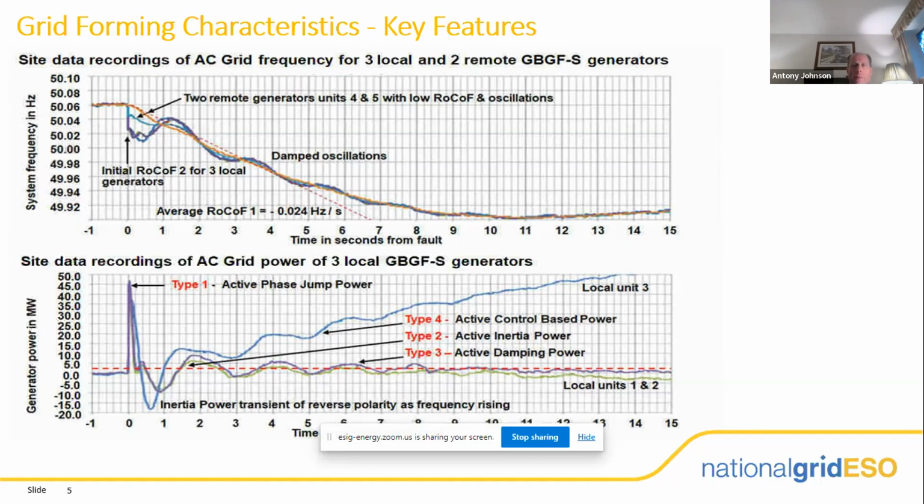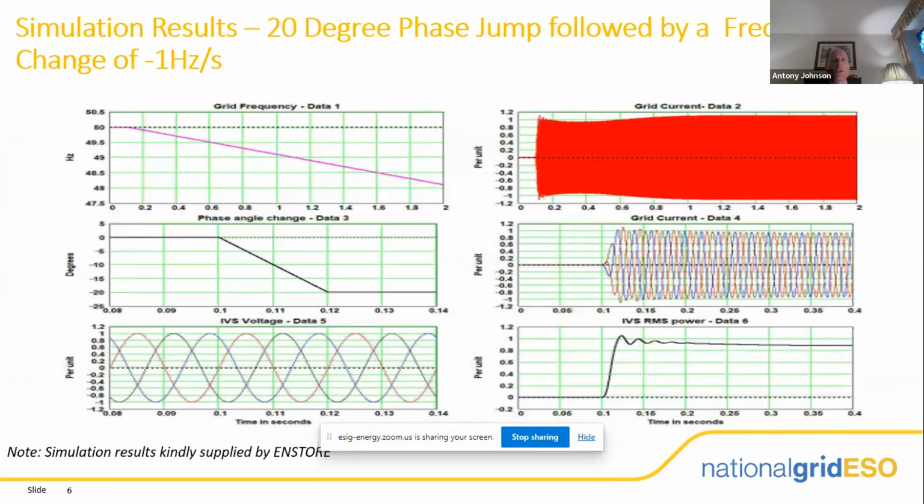That would be the normal capability you get from a synchronous generator under a faulted condition. And that's exactly what we're trying to mimic through the grid forming work. And this is just showing a simulation of a fault, for a 20-degree phase jump followed by a frequency change of 1 hertz per second. So we've got the falling frequency, the phase shift, and then on the bottom right hand, the internal voltage source power, which shows a pretty much instantaneous rise in active power in response to the disturbance, which is the type of performance we're trying to mimic.